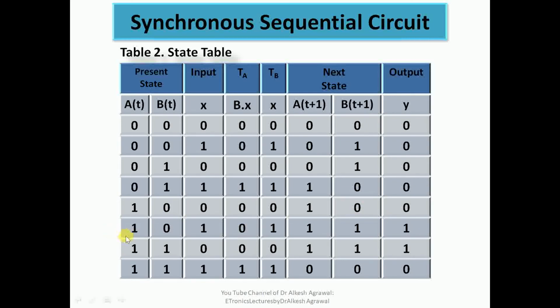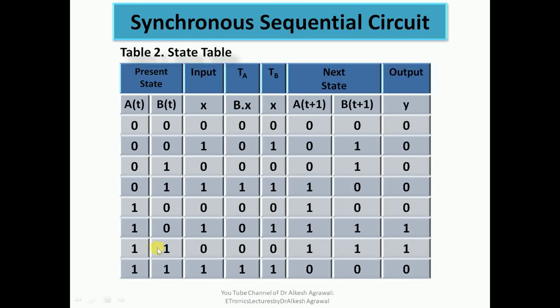Again, for the next row we have 1, 0, 1. So TA, which is the product of B and X, is 0 and X is 1. So TA is 0, so A(t) is 1, A(t+1) will remain 1, and TB is 1, so the state of B will change from 0 to 1. So from 1, 0 we have state 1, 1.